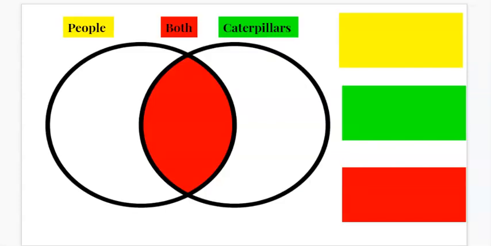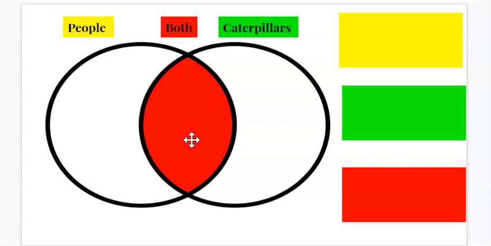Let's take a look at this Venn diagram. The things that only go in this circle are what only people have. The things that go in this circle are what only caterpillars have or do. And the middle section is what they both do. I'm going to model one for you, and your assignment will then be to do your own Venn diagram.